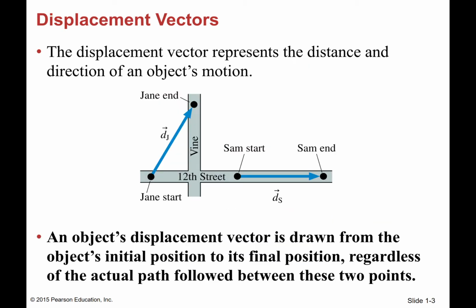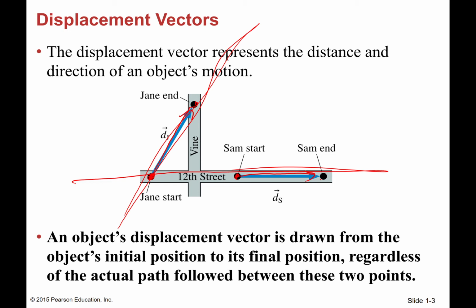Let's talk about a simple vector, the displacement vector. That is a vector that goes from your starting point to your final point. In this case, this blue arrow here represents the displacement vector for Jane. Jane starts here and ends up here. That is a displacement vector. Sam, on the other hand, has this displacement vector. Sam starts here and ends up here. You see, this has a direction that points along this line. They both have different sizes, so they both cover different distances.